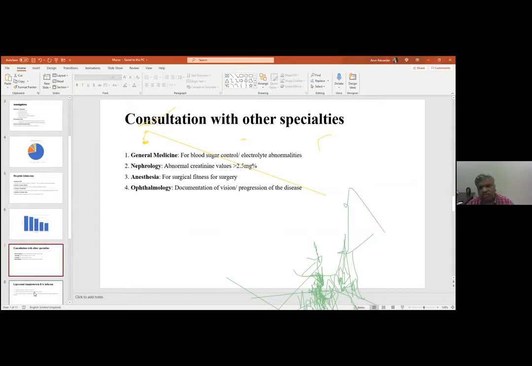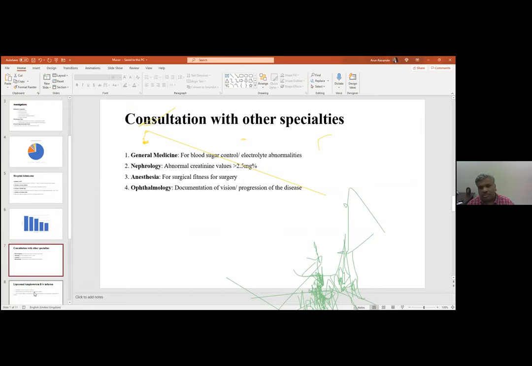Now, we definitely need consultations with our colleagues. Internal medicine helped us in those cases where we had difficulty controlling sugar or electrolyte imbalances. Most patients, unless they are, say, more than 500, which is quite common here in India, we would actually admit in ENT. And for somebody who had, say, more than 250, we would start with an infusion of insulin.